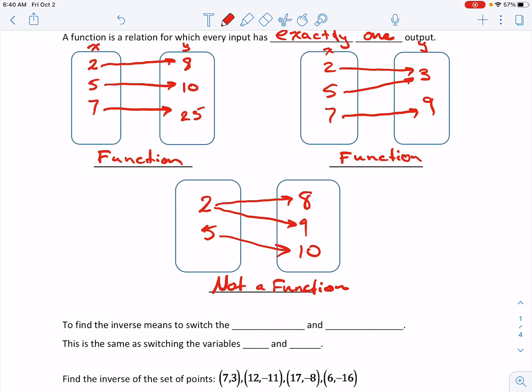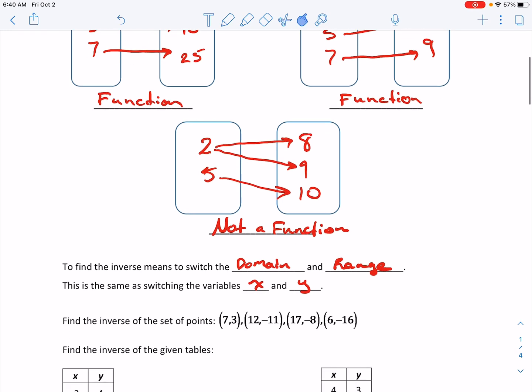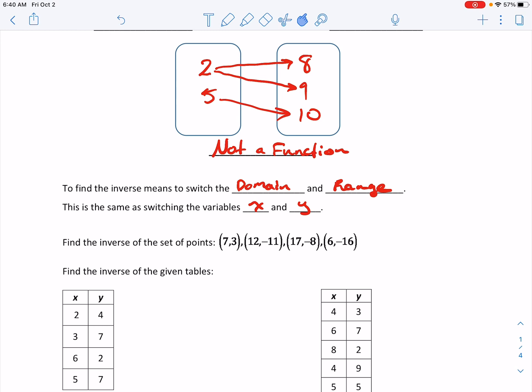All right, to find the inverse means we switch the domain and the range. This also can be done with switching the x and the y variables. If I had a set of points, to find the inverse of that set of points, I just reverse the order, switching the x and y. So the order of pairs become 3, 7, negative 11, 12, negative 8, 17, negative 16, 6. So we just switch the x's and the y's.